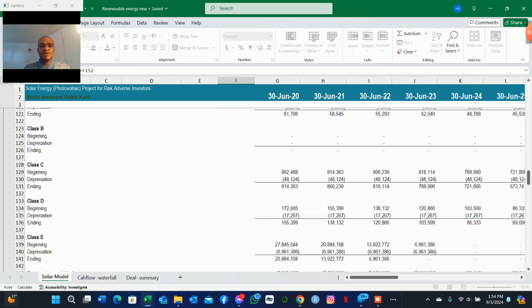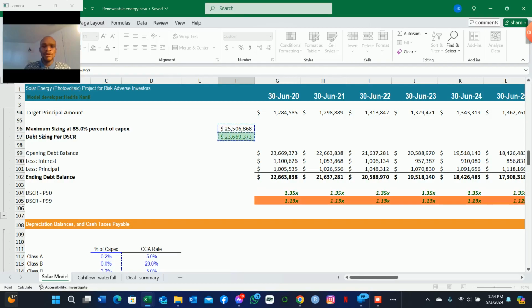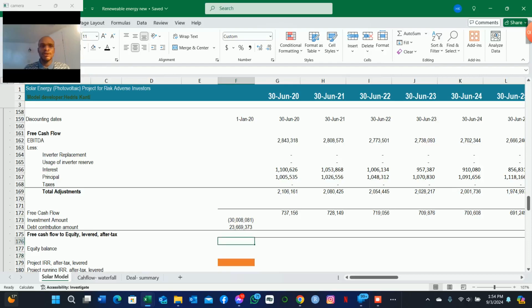So now to account for the value that was contributed by the bondholders, we have it right here. That is the minimum of these two amounts. We know that we had a minimum here, which was used to pay down debt. So that amount is right here, the debt sizing per debt service coverage ratio. So we reference that amount there to account for the equity contribution into this project.